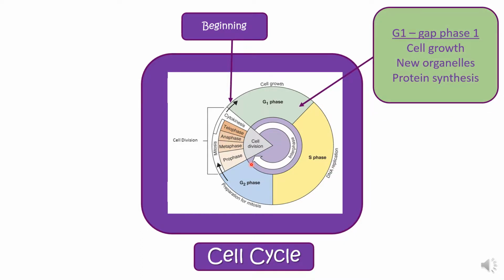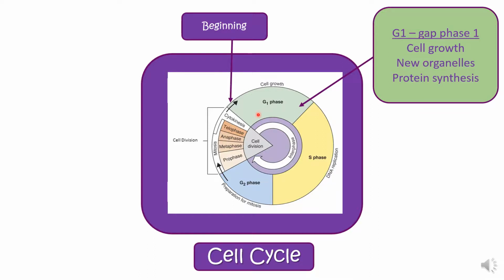Now within the gap phase 1 or G1 phase, you would expect the cell to grow. So if you imagine the cell has just been produced at this point, it's going to grow. It's going to produce new organelles, and it's also going to undergo lots of protein synthesis. As you go through the A level, you'll realize the importance of proteins in cells, and the fact that protein synthesis occurs at this stage will become more clear.